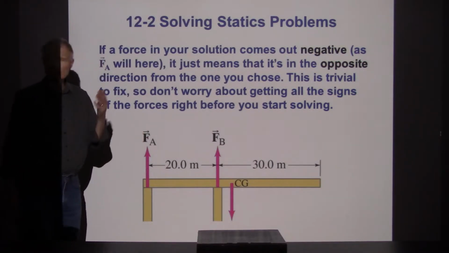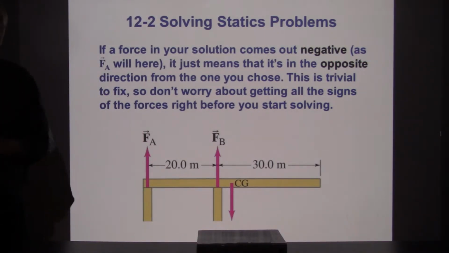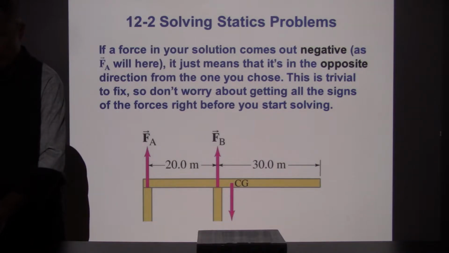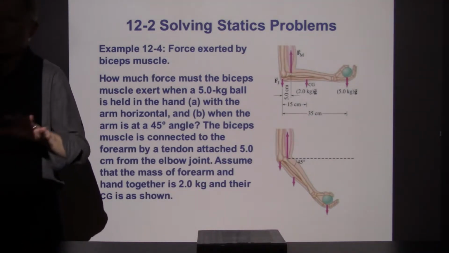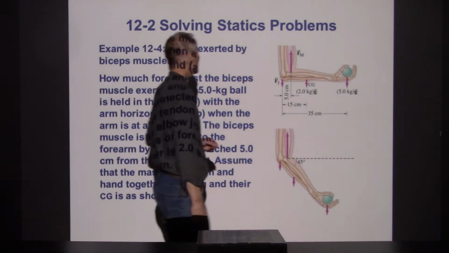When FA turns out to be a negative number, what that tells us is we got the direction backwards. And it's no big deal. So anyway, they're just showing that will work. So here is one of our examples with looking at bones and muscles.